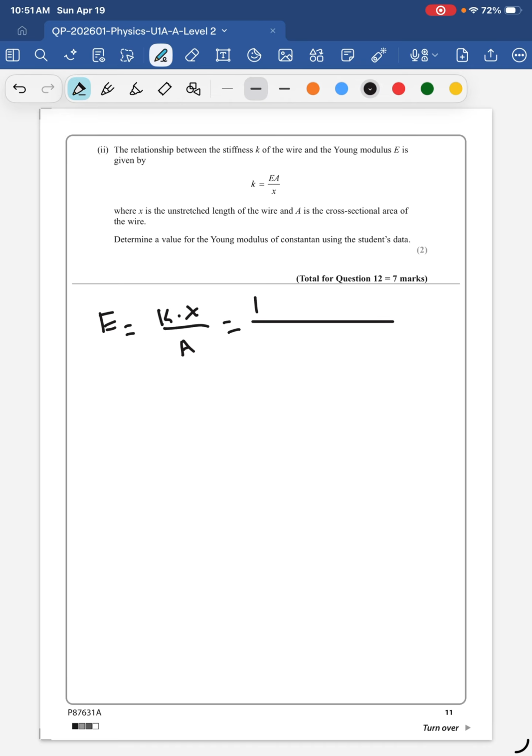So K was calculated to be 13,043.5 times the length, which is 4 meters, over 3.97 times 10 to the negative 7, and then my units are over here. For the length, we have meters. For the K, we have newtons per meter, and then meters squared. So we get units of pascal, as we should, and the result is 1.31 times 10 to the 11 pascals. Okay, done. Question 12 is done. Let's move on to the next question.